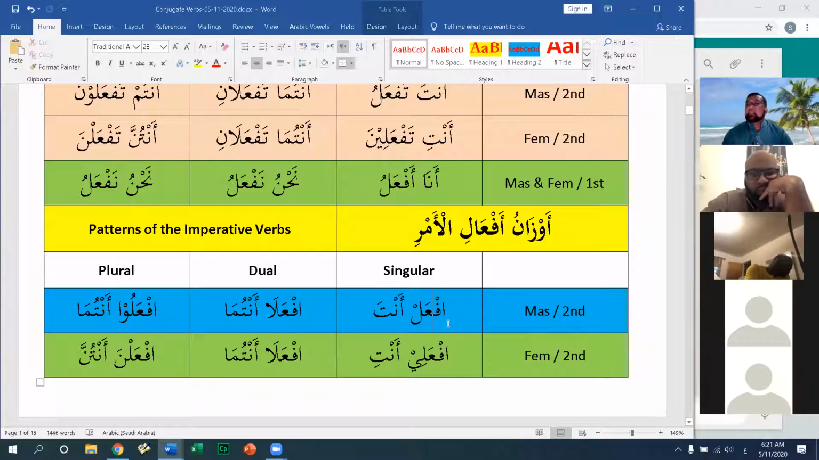Because you're commanding the second person. So that's why we say here masculine second person, feminine second person. We're commanding you. If'al. Now I want you to observe something I didn't mention last week, that this hamza, or this that looks like an alif, is really a hamza. Is there anybody here who does not know the difference between alif and hamza?